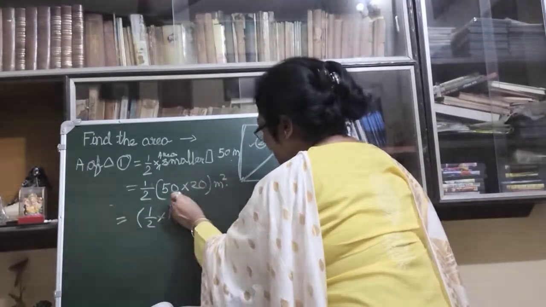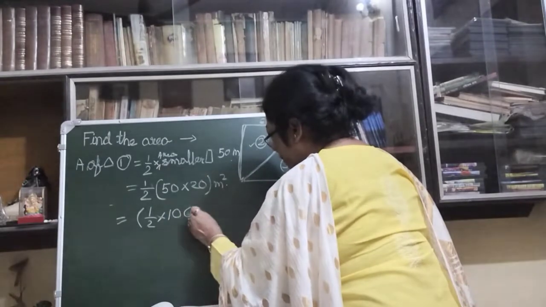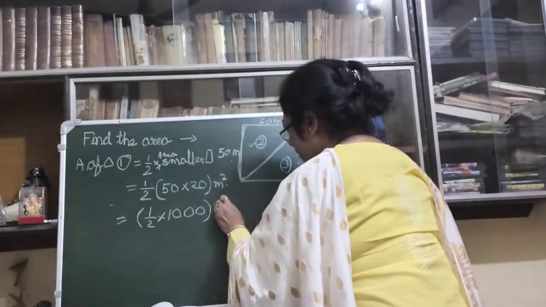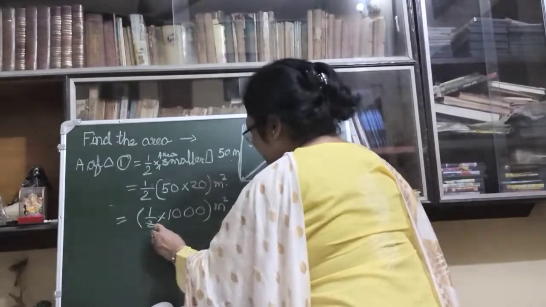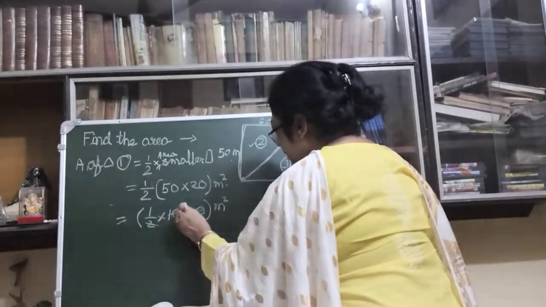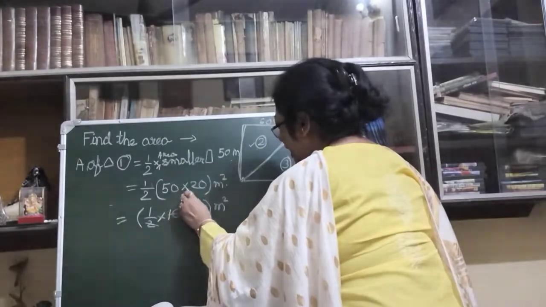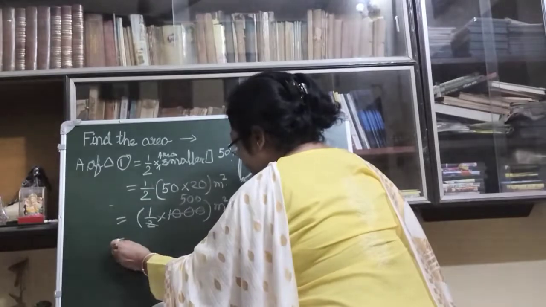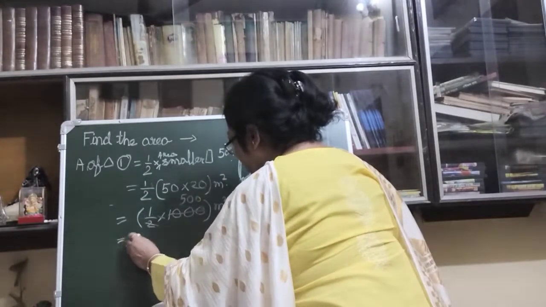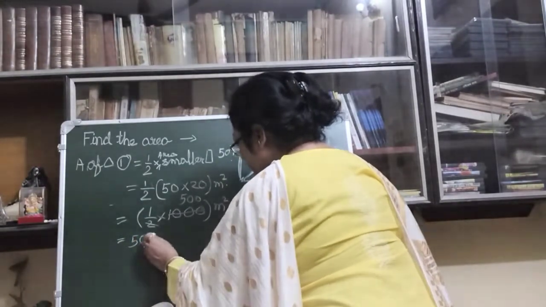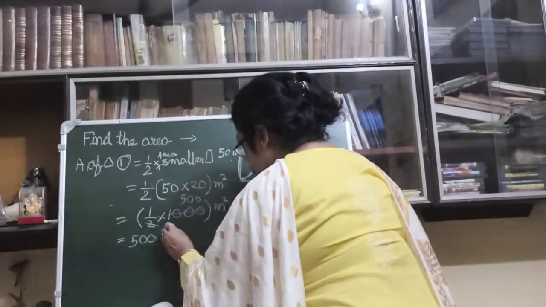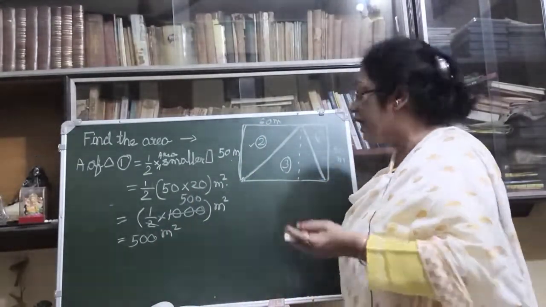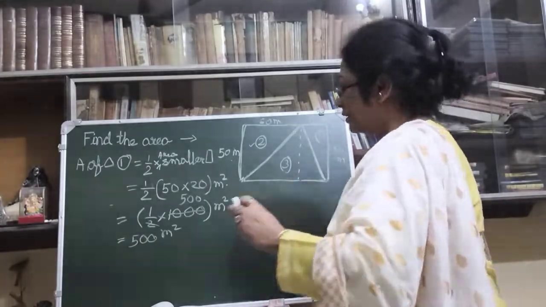5 2s are 10 and 20 means 1000 meter square. So we can cut these two numbers, that is 2 5s are 10 and 00. So that is 500 meter square, right? This is the area of the first triangle.